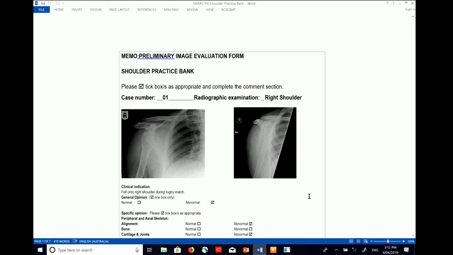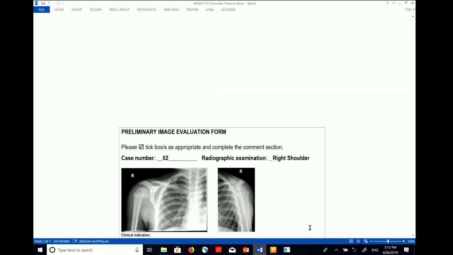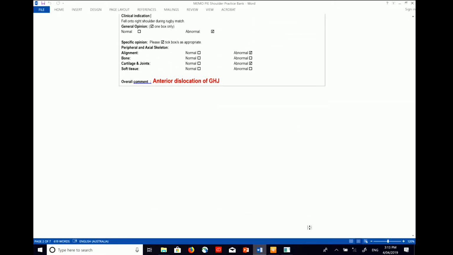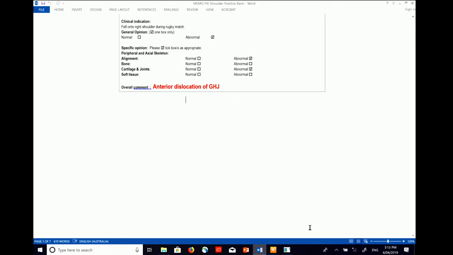So for the PIE form, you should indicate that it's abnormal. So the normal appearance is abnormal. The alignment, of course, is abnormal. And because it affects the glenohumeral joint, your cartilage and joint is abnormal. And the overall comment should be anterior dislocation of the glenohumeral joint.